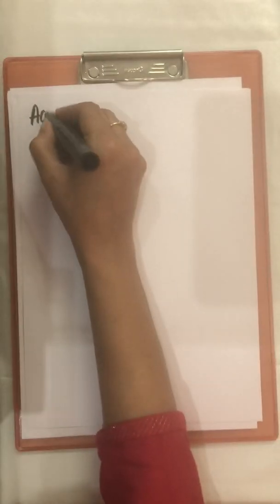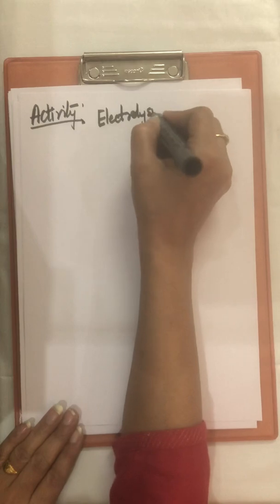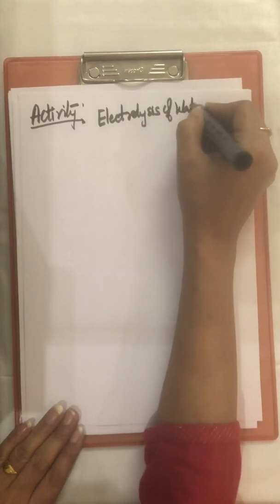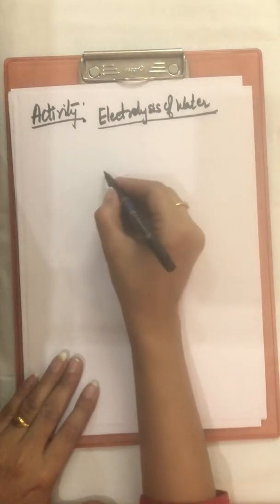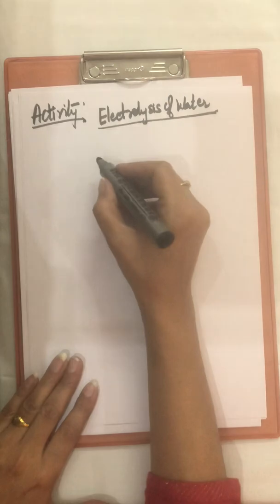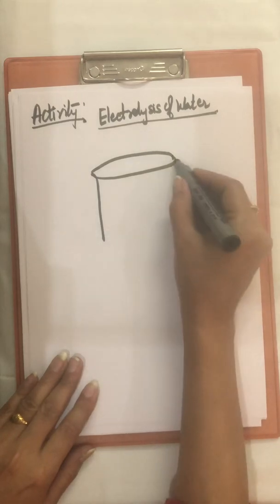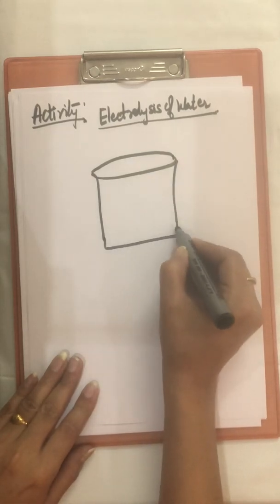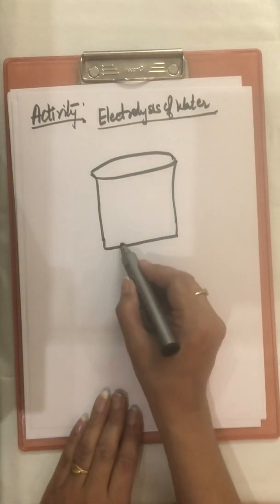Now moving on to the fourth activity. Example of electrolytic decomposition. Electrolysis of water, when we pass electricity through water. Now for this we have to take a plastic mug. We have to drill 2 holes at the bottom of this cup. So 2 holes are drilled at the base of this cup here.